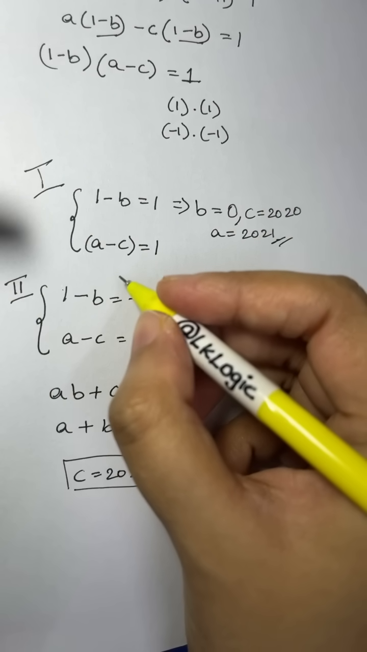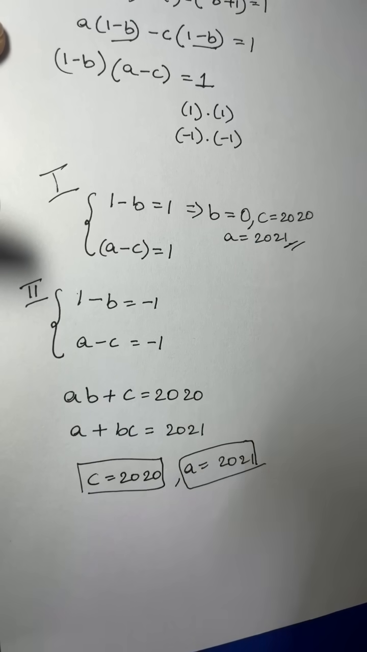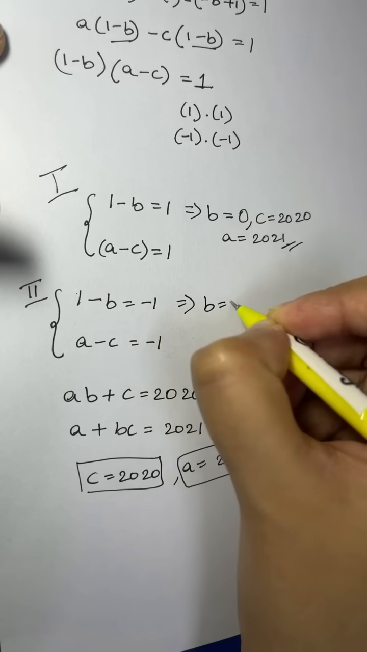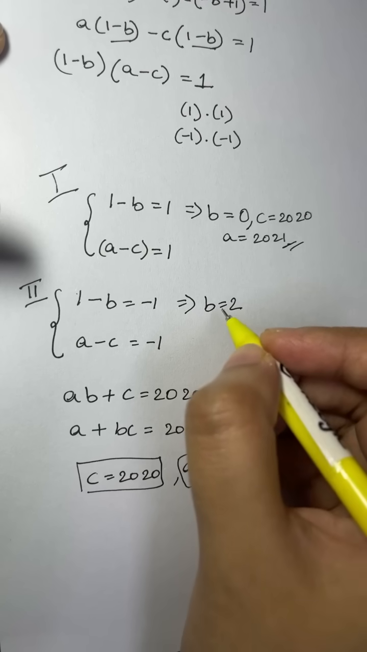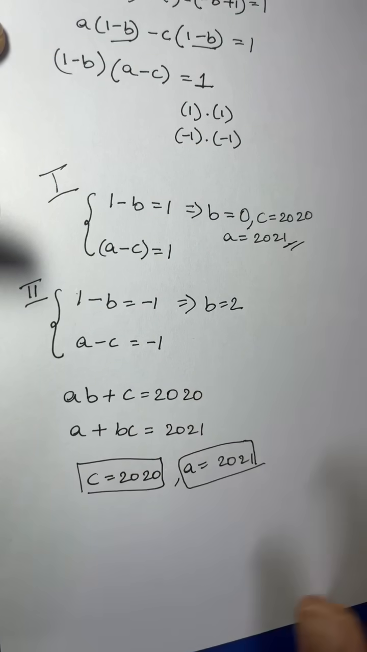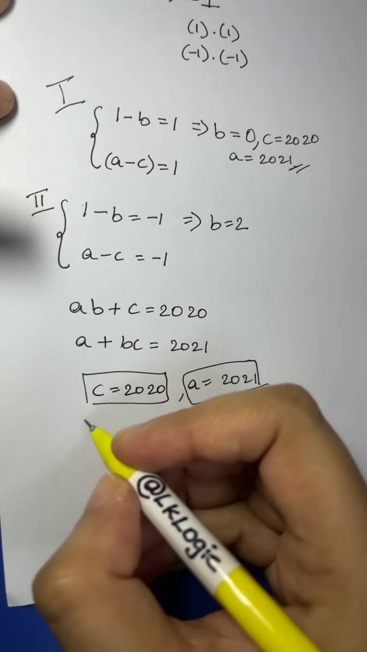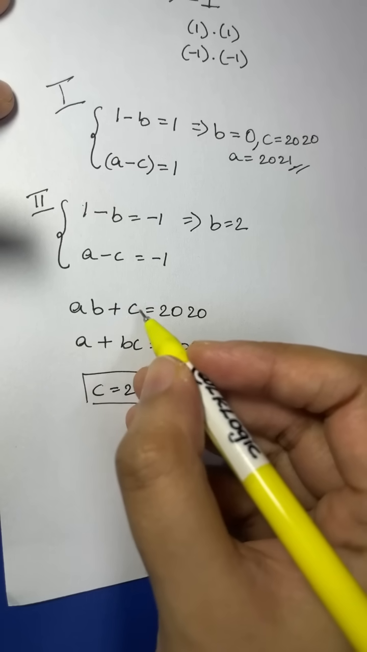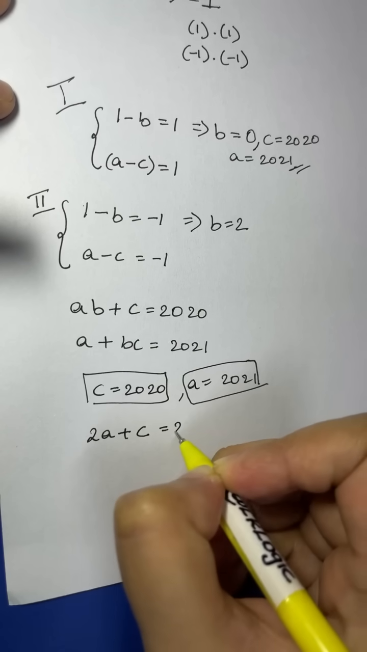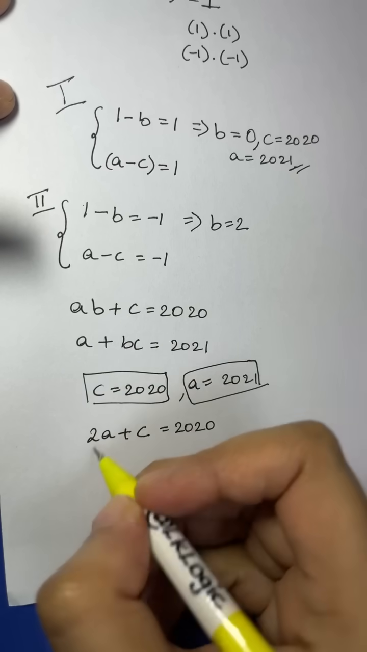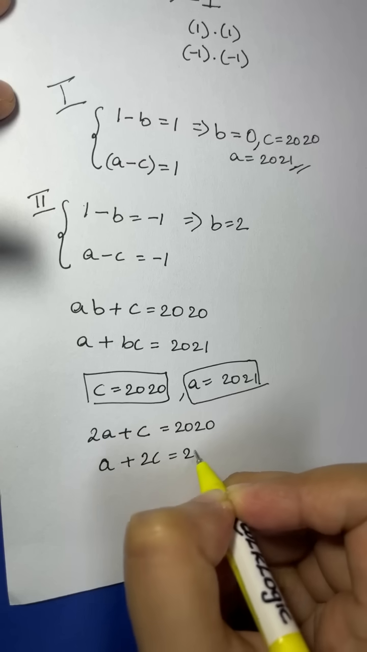Okay, now for the second one. You have B is equal to 2. 1 plus 1 gives you 2. Now how do we find out the values for A? Let's substitute again, B is equal to 2 in these two equations. So we are going to have AB plus C, that is 2A plus C is equal to 2020, and then you have A plus 2C equals 2021.